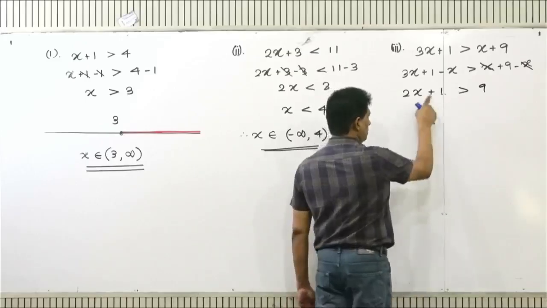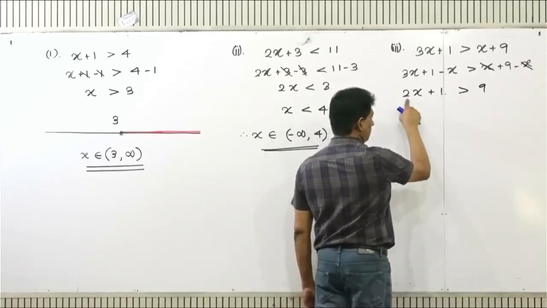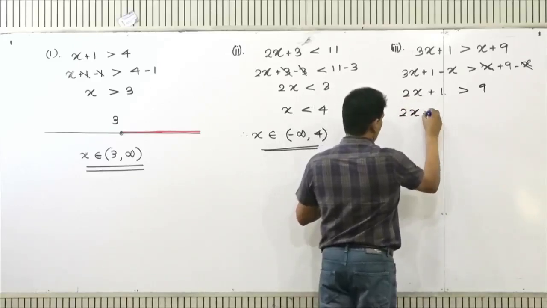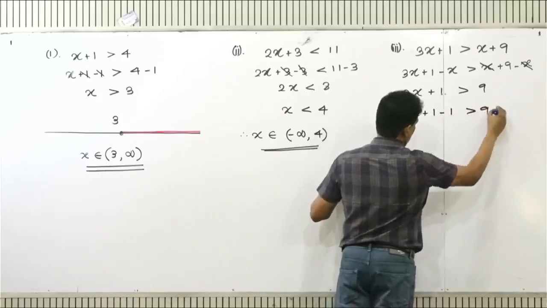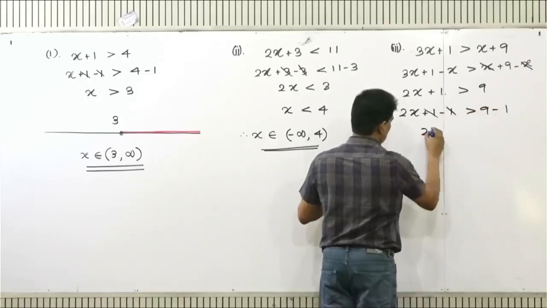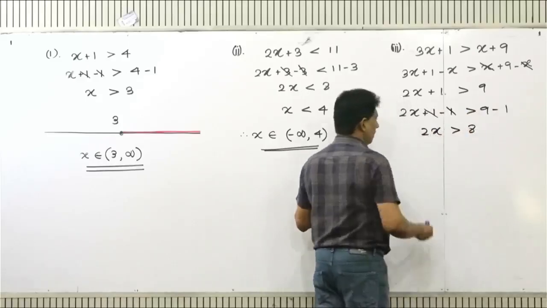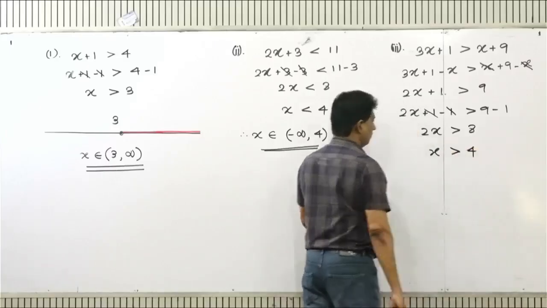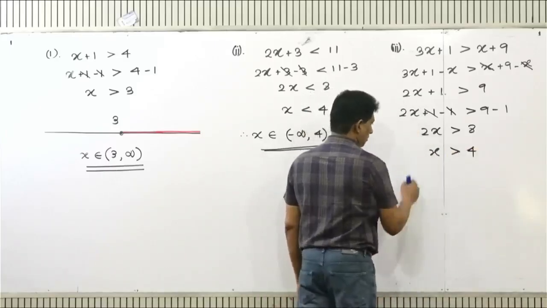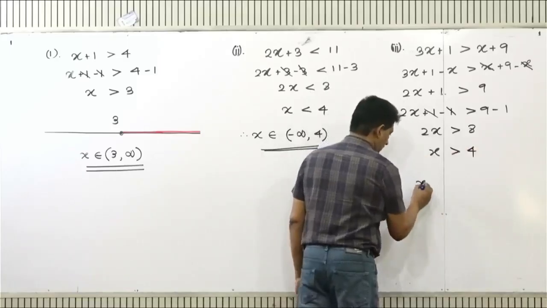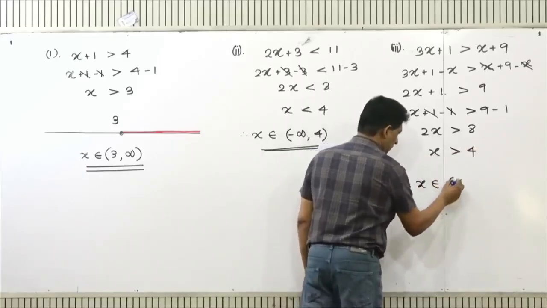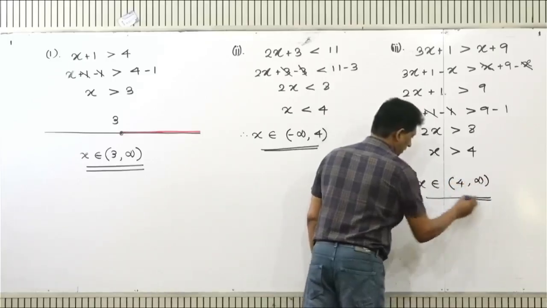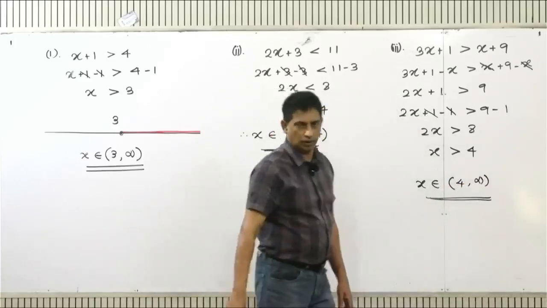Now to subject x, we have to remove this positive 1 and positive 2. To remove this one, we have to subtract 1 from both sides. Now we have to divide both sides by 2. Then this is the solution, x is greater than 4. If x is greater than 4, that means x can take any value between 4 and positive infinity. This is the answer. Okay.